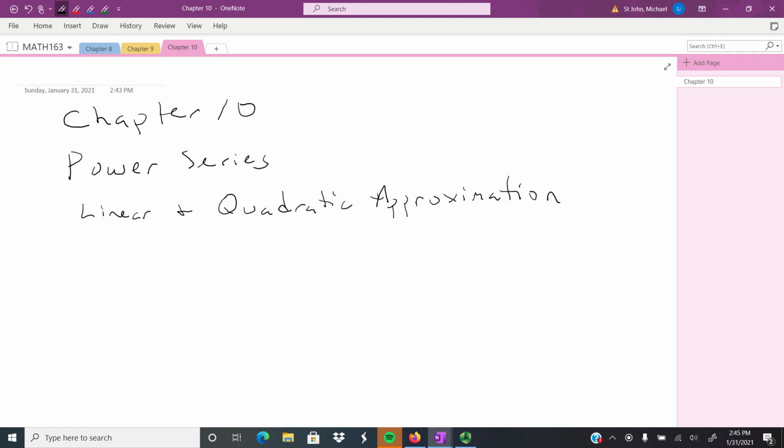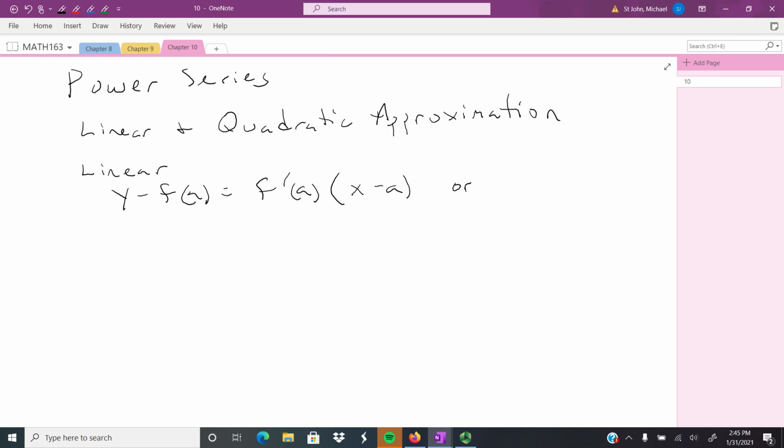So, linear would be in this form: y minus f of a equals the derivative times x minus a. Or the other way, we can write this as y is equal to f of a plus the derivative times x minus a.